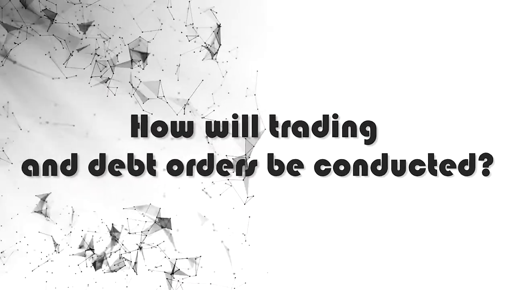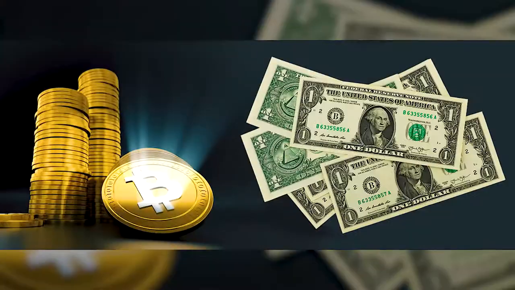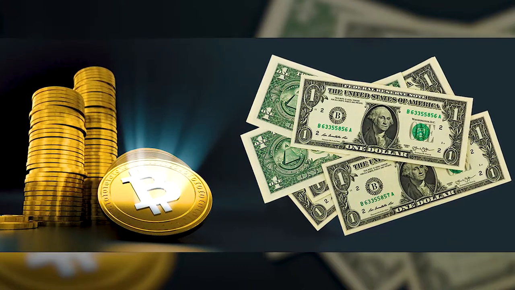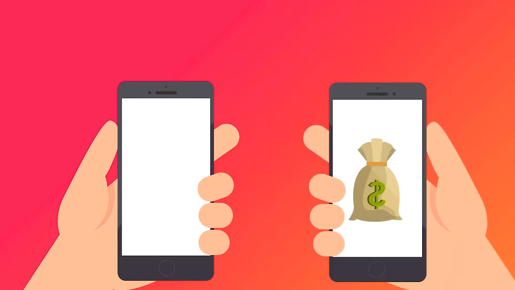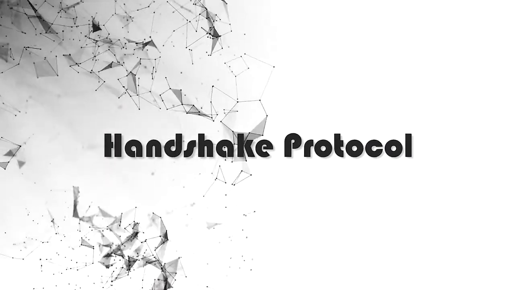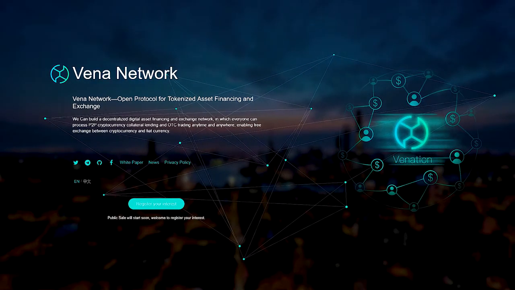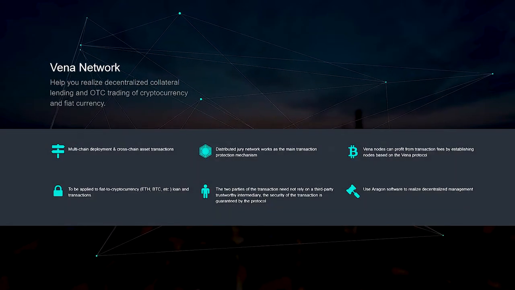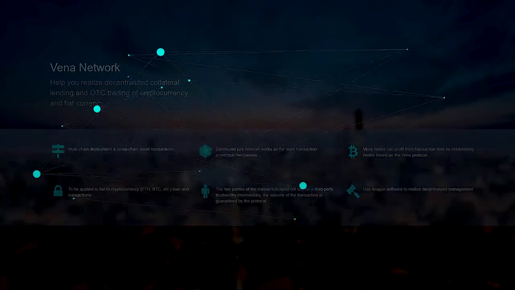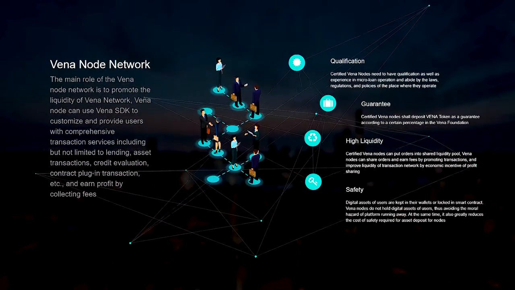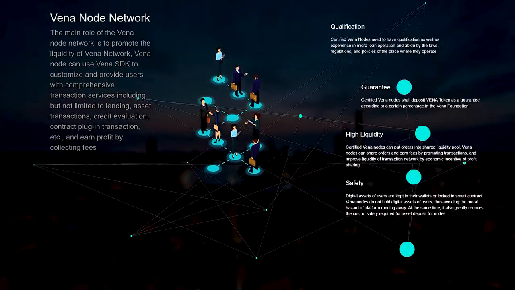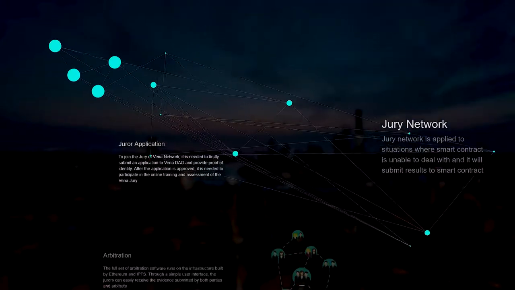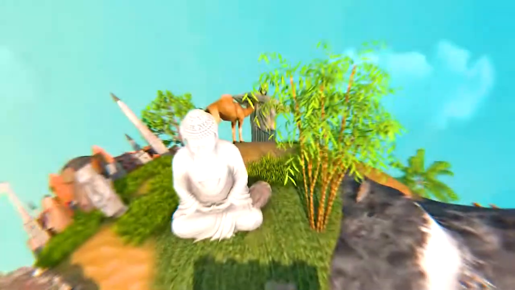How will trading and debt orders be conducted? Stakeholders who are interested in fiat to cryptocurrency exchanges will be provided with a guarantee service from the appraisers. For these, orders will be conducted with the handshake protocol. Similarly, debtors can request debt services, whereas appraisers will be able to collect and evaluate the outside information. Each order will first be submitted to the Vena contract. Should the verification process be successfully completed, a negotiated amount of assets will be transferred. Obtaining individual credit loans is possible as well.